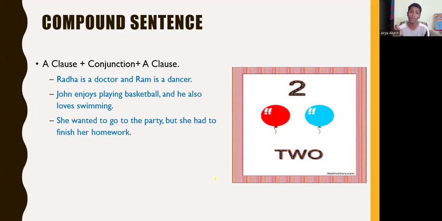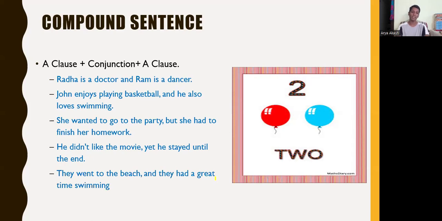Same way, she wanted to go to the party, but she had to finish her homework. So this is also one of the sentences. He didn't like the movie, yet he stayed until the end. Two things. He didn't like the movie is one thing. He stayed until the end is a second thing. The two things joined in one sentence.